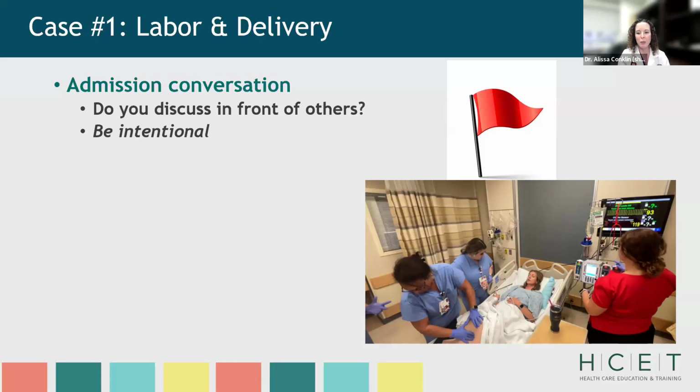And two is to be both on the lookout for any concerning history points that may put this patient at risk, and also to have an intentional plan to address them.